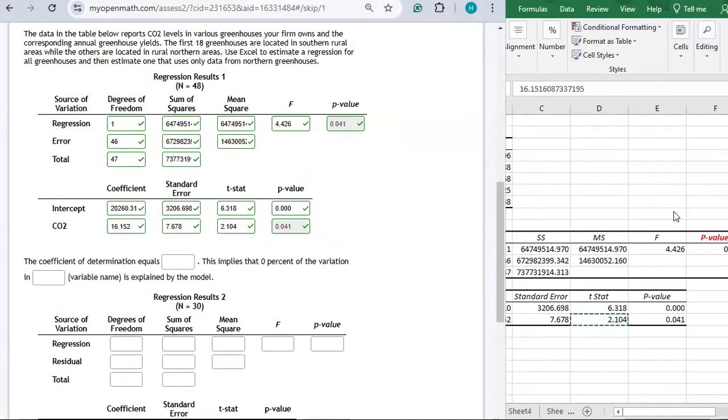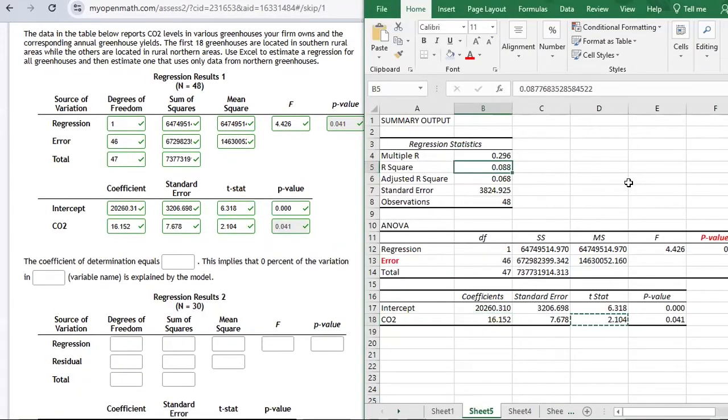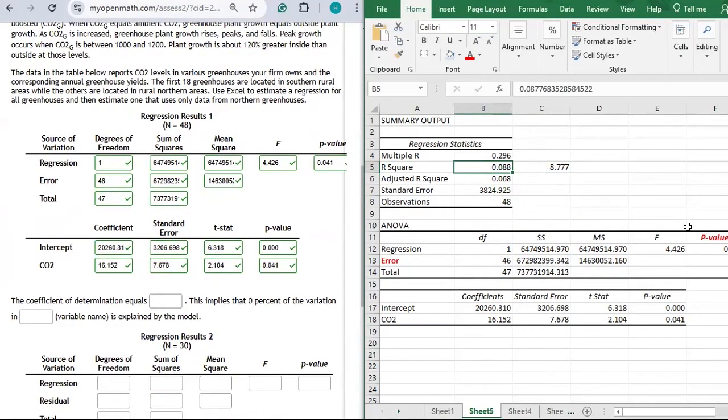Now the coefficient of determination, which is this value here, is pretty small. It's 0.088. The way we get that is we take the sum of squares due to regression and divide that by the sum of squares total. It's not very large, is it? If I multiply this by 100, I get a percentage, 8.777. So the coefficient of determination is 0.088.